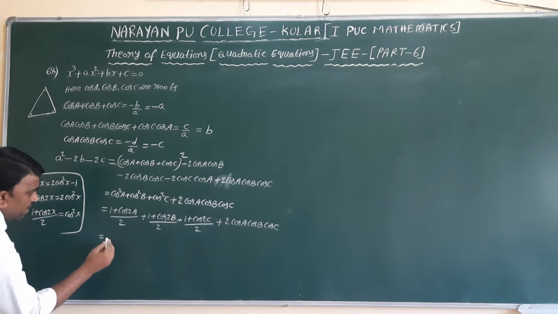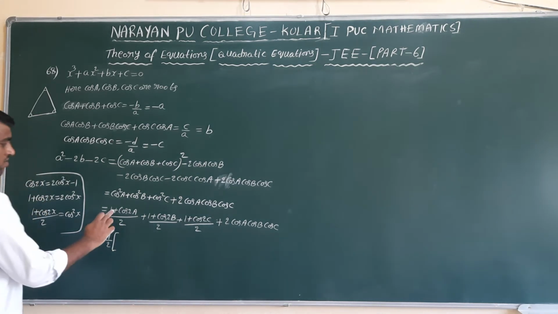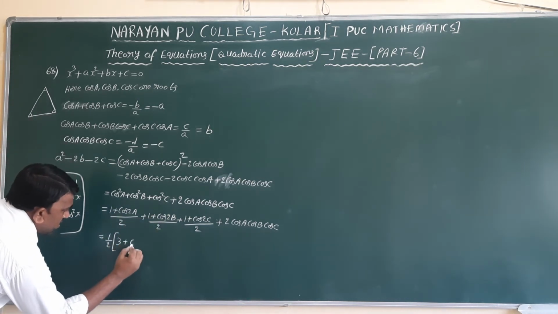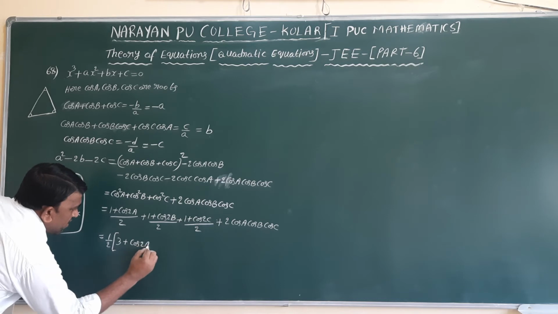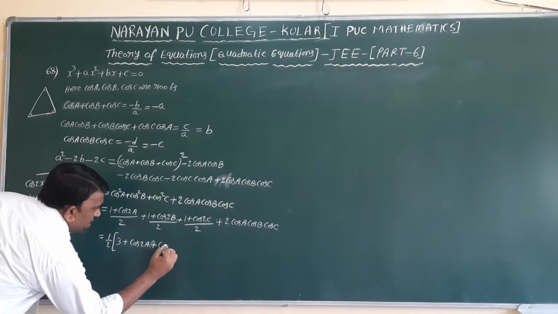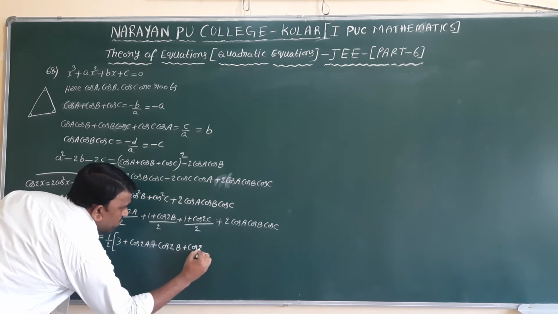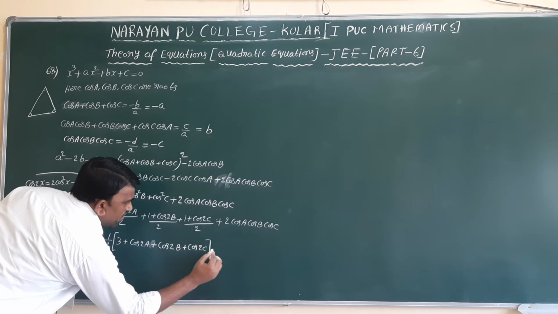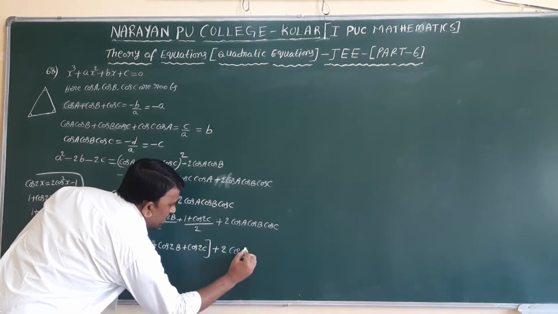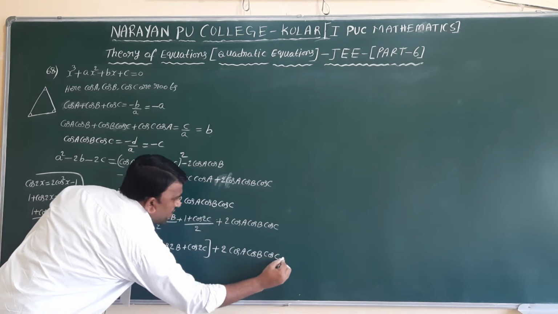So everywhere 1 by 2 we can take out. Remaining 1 plus 1 plus 1, 3, plus cos 2a plus cos 2b plus cos 2c plus 2 cos a cos b cos c.